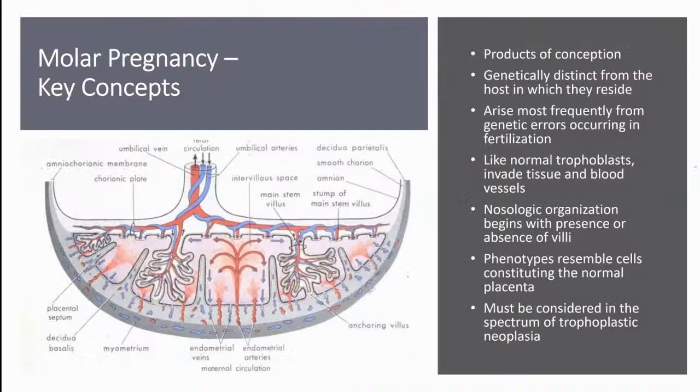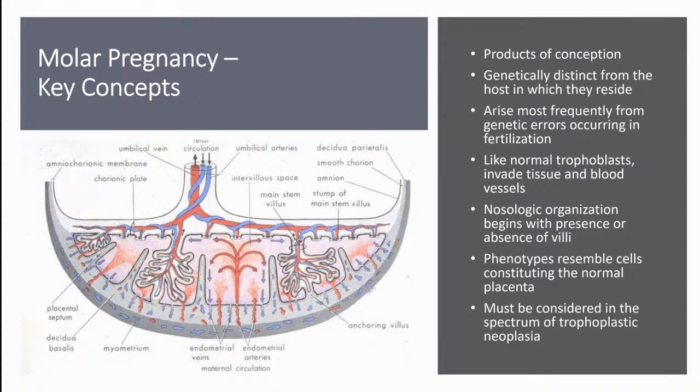Okay, so a few key concepts about molar pregnancy before we get too far into it. First of all, molar pregnancies are products of conception. And that being the case, they're genetically distinct from the host in which they reside. And they arise most frequently from genetic errors occurring during fertilization. And pretty much all of the things that we're going to talk about today, you can point back to some reasonable mechanism that occurred during the genetics of fertilization by the paternal and maternal haploid genomes.